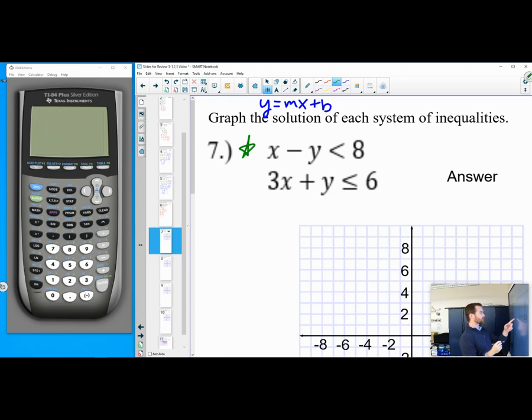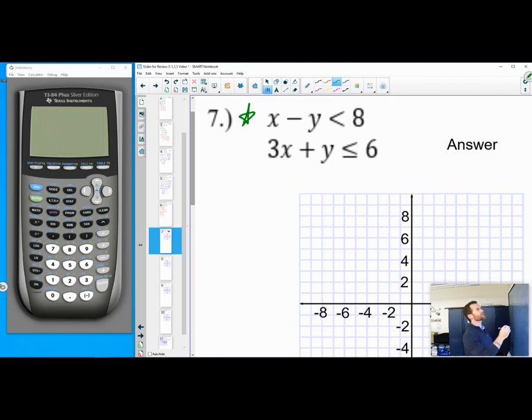Let's color code, make the first one green. So here, to get y by itself, we got to subtract x from both sides. So then that would turn into -y less than -x plus 8. Then we've got to divide by -1. So we divide everything. And remember, anytime we multiply or divide by a negative, the inequality sign flips its direction. So it becomes y is now greater than positive x minus 8.